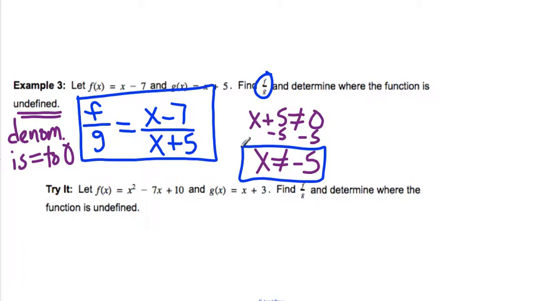So those are the basics on adding, subtracting, multiplying, and dividing functions. What I'd like you to do is after this video, stop watching videos, do the 3 try-its, and then the next video will show you solutions to those.